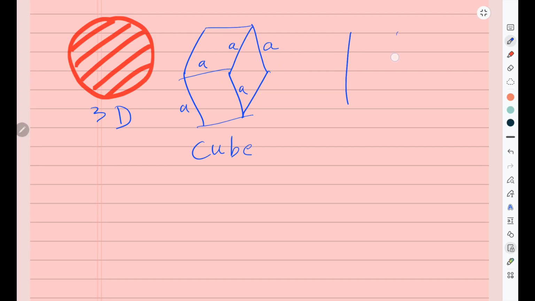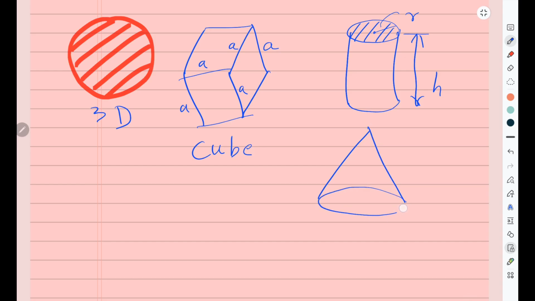Similarly, we can define a cylinder also. This is a cylinder whose height is h and whose base area is in the form of a circle. There could be many other shapes, like cones also. So we will study all these shapes in this video. Let us take it one by one.